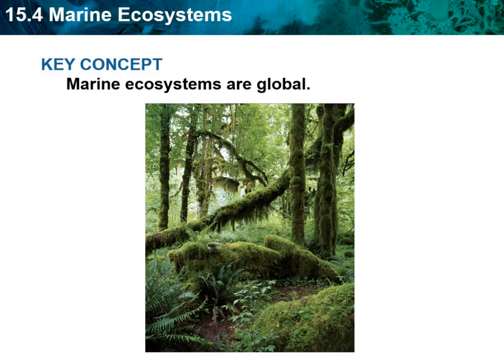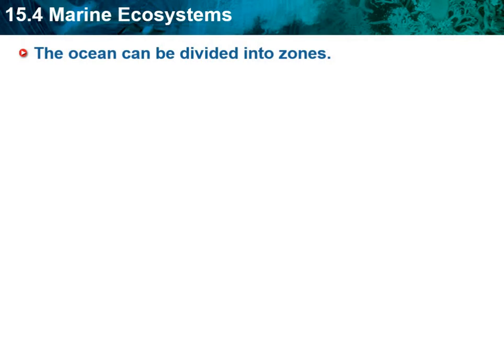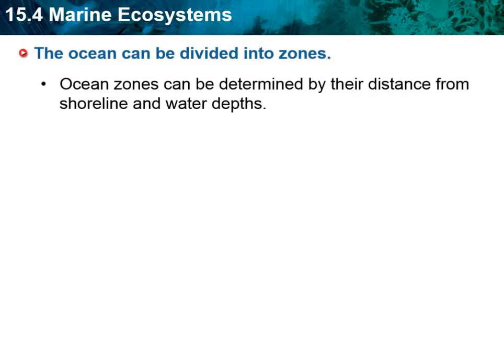Okay, I have combined section 15.4 with 15.5 because they're both talking about water ecosystems. So the first one that we're going to be looking at are the marine ecosystems. And the oceans can be divided into zones. The zones that they are divided in can be determined by their distance from the shoreline and the depth of the water.